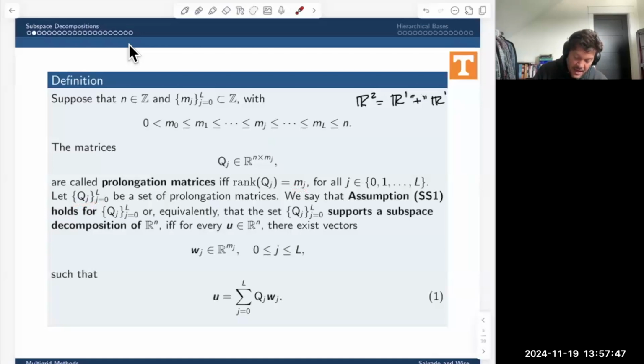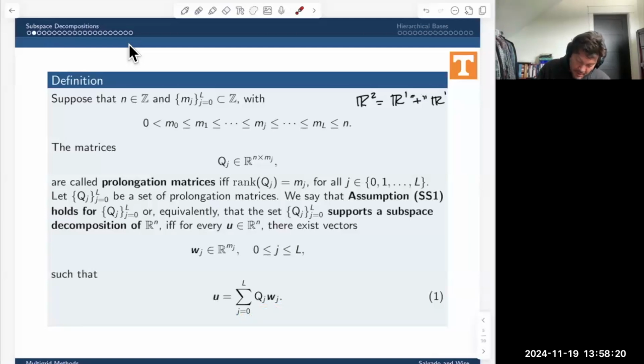We say that assumption SS1 holds. SS means subspace. SS1 holds, or equivalently, we're going to say that that collection of prolongation matrices supports a subspace decomposition of R^n if and only if for every u in R^n there exist vectors w_j in R^(m_j) such that u can be written as the sum of these vectors, Q_j times w_j, from j equals 0 to L.